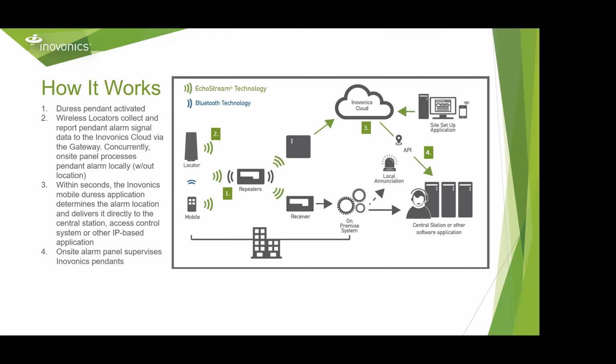And then, I'd say a handful of seconds later, our server will have those BLE located messages. It will do a sort and give you the strongest one, and that will go to the integration destination, be it a central station or on-site IP-based application. And again, as I mentioned before, the panel will supervise the pendants on site for RF link, as well as things like low battery.